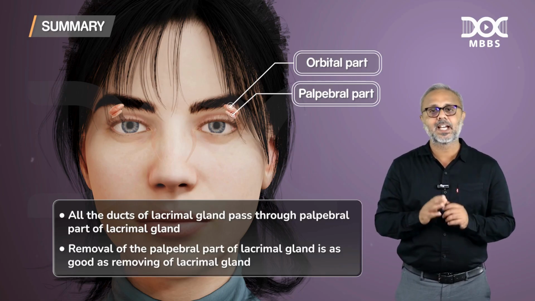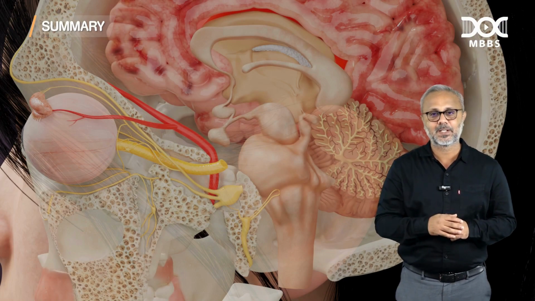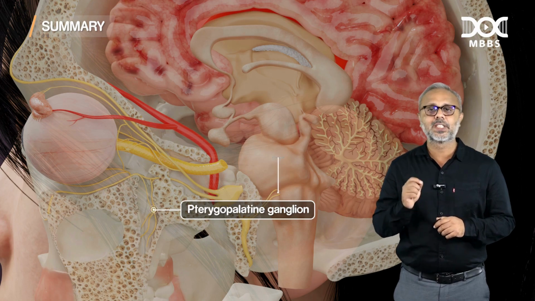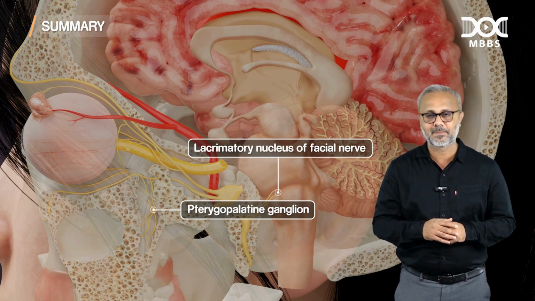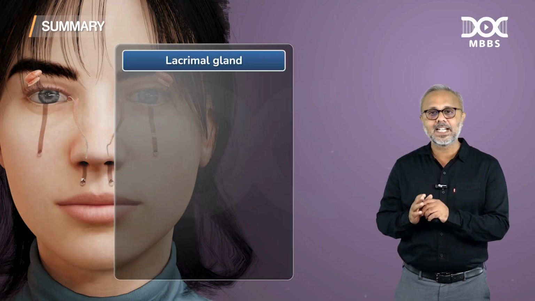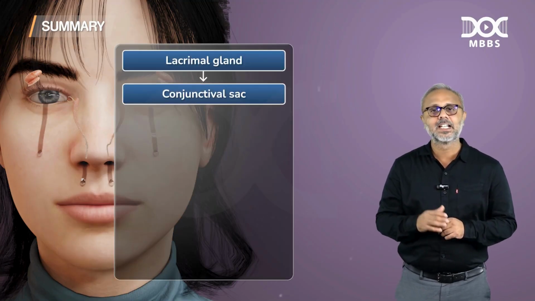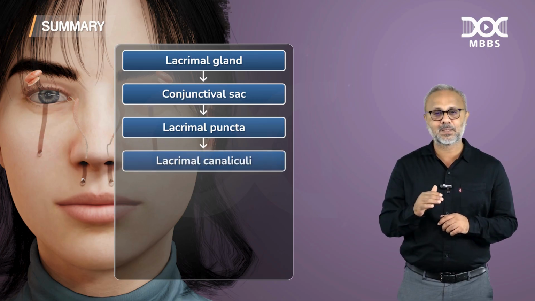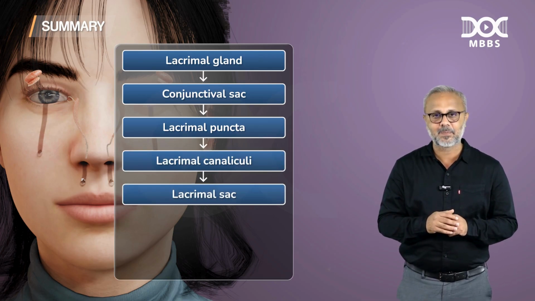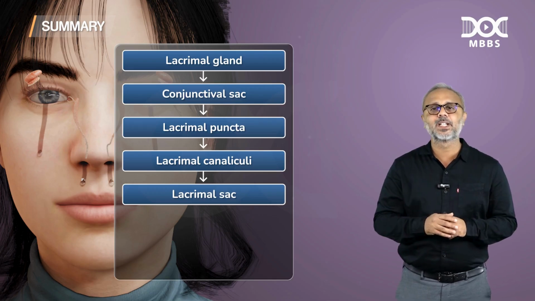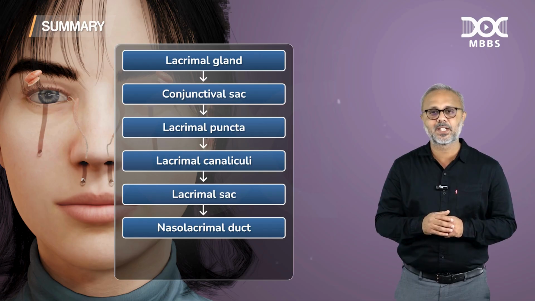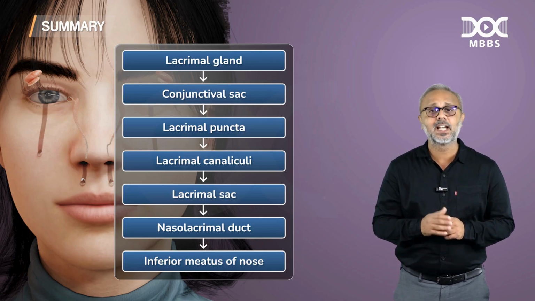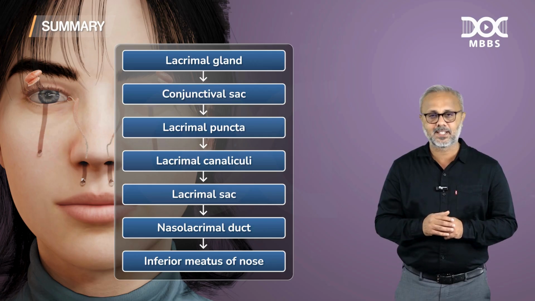Apart from the lacrimal gland anatomy, we must remember the innervation. The innervation of the lacrimal gland is by the pterygopalatine ganglion through the lacrimatory nucleus of the facial nerve. The lacrimal gland leads the secretion of tears into the conjunctival sac. The conjunctival sac carries it into the lacrimal puncta. From the lacrimal puncta, we have the lacrimal canaliculi, which lead into the lacrimal sac. The lacrimal sac will further lead into the nasolacrimal duct, which ultimately opens into the inferior meatus. This is how the tears produced by the lacrimal gland ultimately end up entering your nasal cavity.